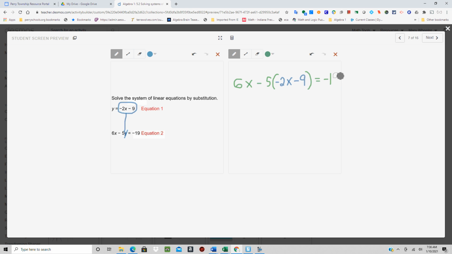Now, this looks like a problem from first semester where we had to solve. Well, I've got parentheses, so I need to distribute first. So I have 6x. And be careful of your signs. Think of that as a -5 and a -2. A negative times a negative is a positive. So -5 times -9 is a positive. Combine my like terms. So 16x plus 45 equals -19. I need to get rid of that 45. So I subtract 45.